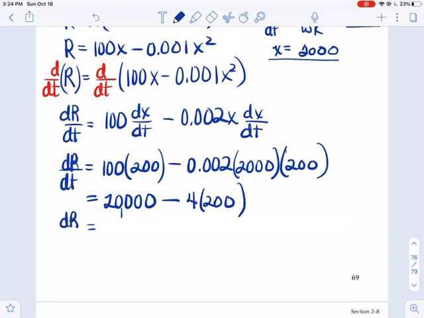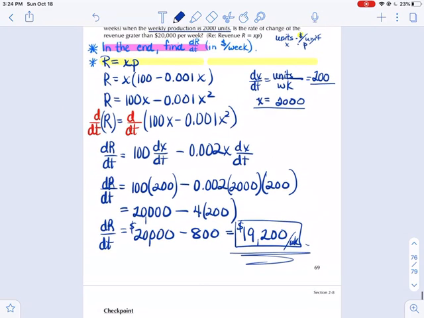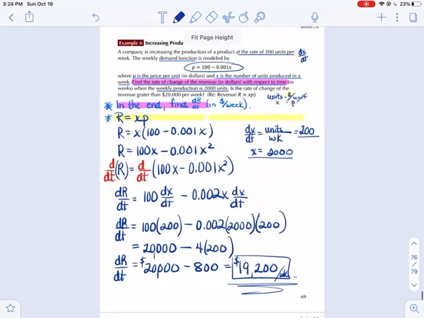So I end up with dR/dt equal to $20,000 minus, it looks like, $800. I'm going to go back and check all the math here because I'm just doing this on the fly. So we get $19,200 per week. So not a bad little pocket change.